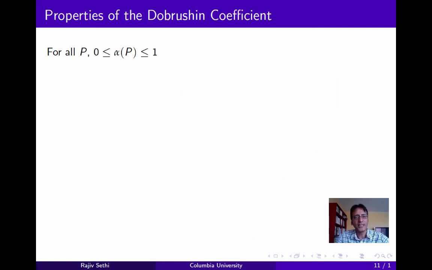Now for all finite state Markov chains, the Dobrushin coefficient must lie between 0 and 1. It must be non-negative because we are adding non-negative entries. These are probabilities we are adding. And it must be less than or equal to 1 because P is a stochastic matrix. The sum of any given row is equal to 1. So if you're looking pairwise and picking the smaller element of two rows, the sum of those can't possibly exceed 1.